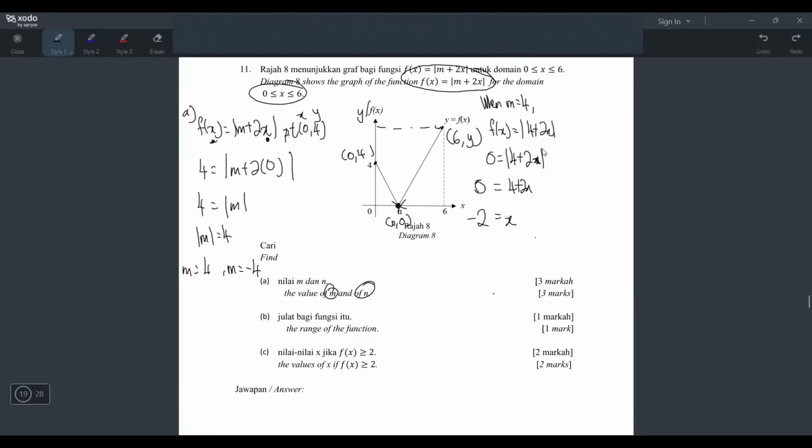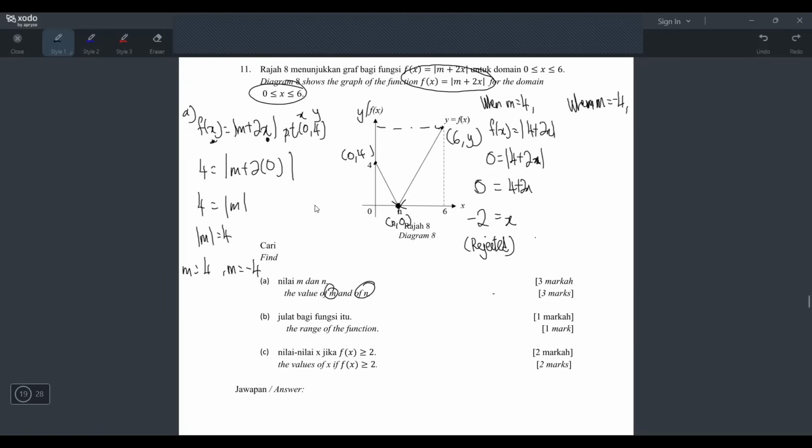But I don't want you to correction tape the whole thing. I just want you to show the pemeriksa you do everything, but you write the word rejected. Okay, so definitely m cannot be 4. It must be negative 4, right? So let's try with the -4 answer.